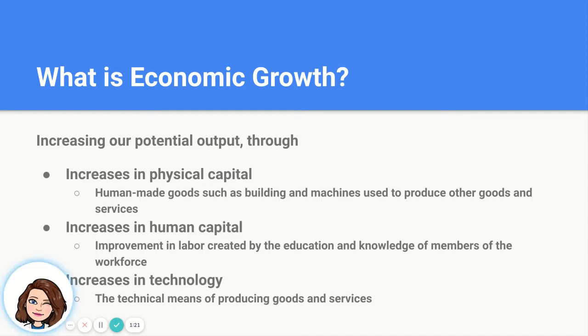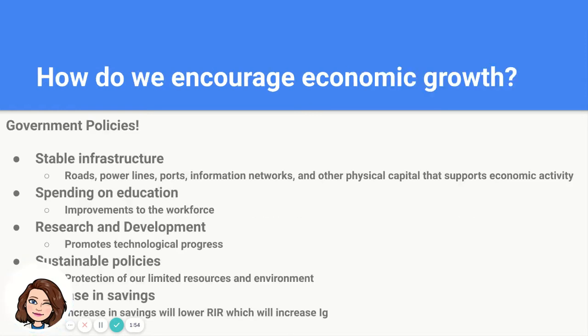So the more educated our labor force is, the more knowledge that our labor force has, they are going to be able to increase our potential output. So that's like problem solving skills, it's teamwork, it's the ability to create a faster method to make a product or a more sustainable method of creating a product or a service. And then finally, increases in technology. So that's just increasing our technological needs and means to produce goods and services.